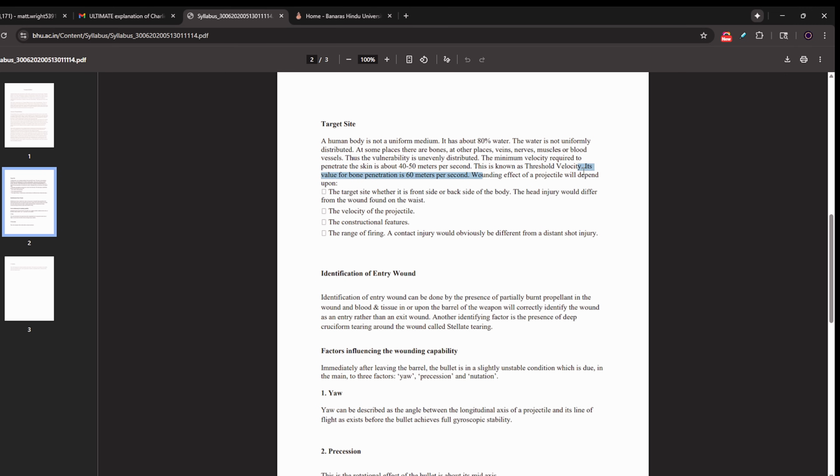Wounding effect of a projectile will depend upon several things. The target site, whether it's the front or the back of the body, the neck. So one thing to consider here is that as the neck is expanding from cavitation, the walls of the neck are getting much thinner. So I would think this 40 to 50 meters per second probably goes down quite a bit with that kind of pressure, especially with it going towards it. Also the velocity of the projectile, the constructional features, and then the range of firing. So how close or far that person was.